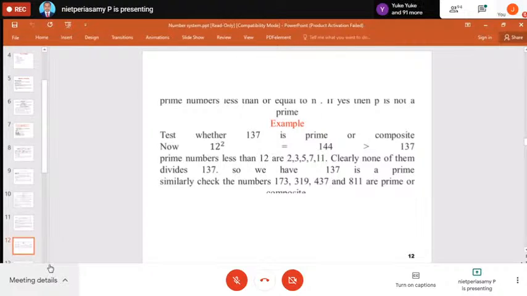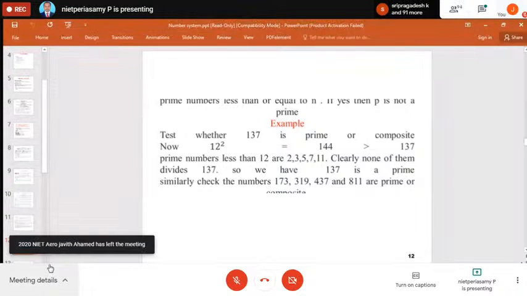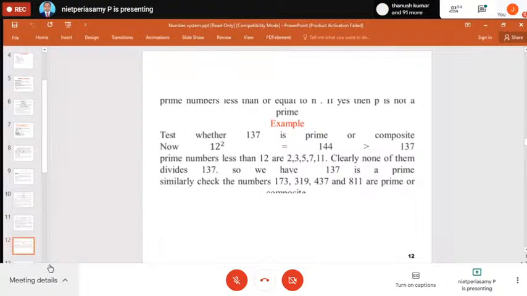So for this 137, you find the nearest perfect square, and this perfect square should be greater than 137. 12 square is 144, which is the nearest greatest perfect square of 137. That is the main concept in this prime test. 13 square is also 169, which is also greater than 137, but you don't take that number.